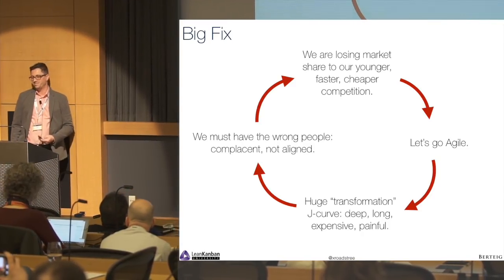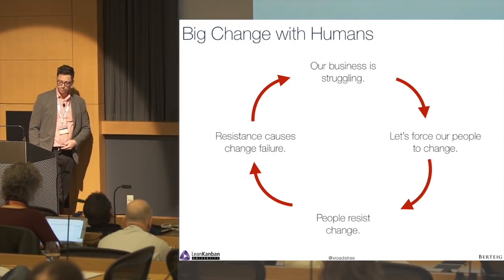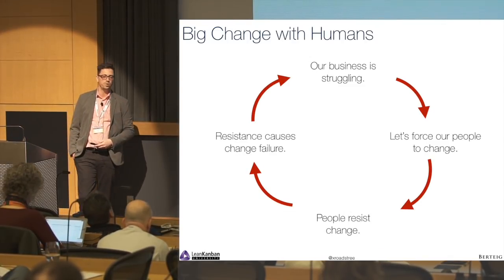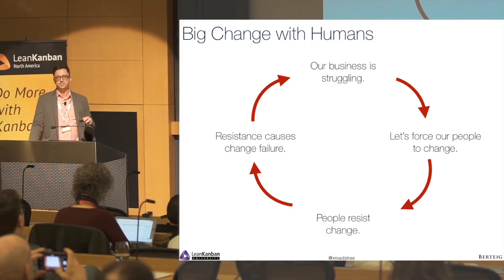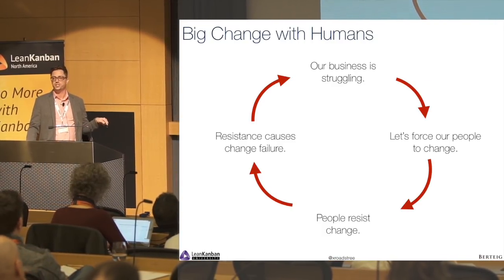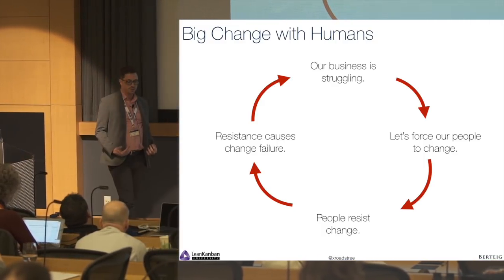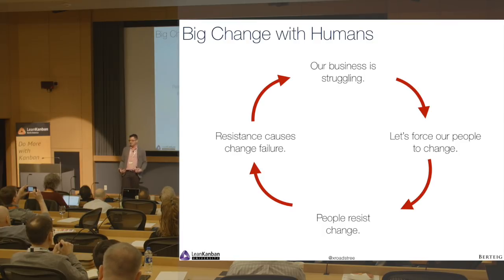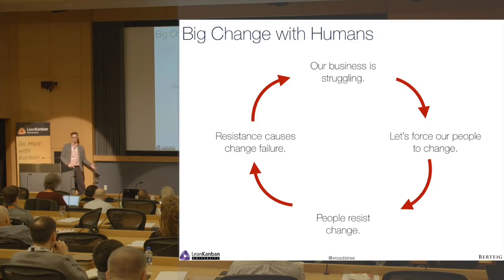So we tend to stay caught in this reinforcing feedback loop. This is a little more simple way of framing it up. The resistance actually causes the change failure. So you introduce a big change. People experience the big change as big pain. They resist the big pain, and that causes the big change to fail. Round and round we go.